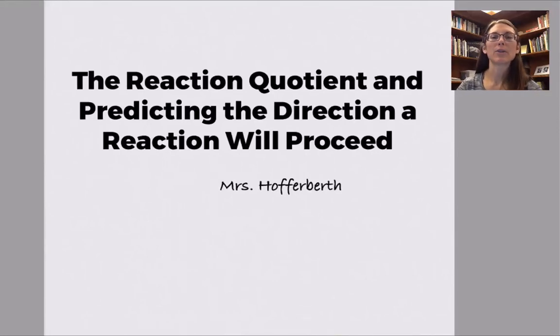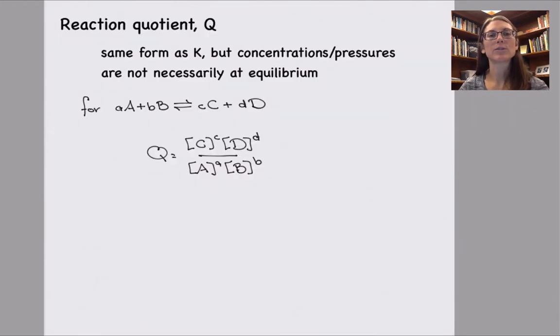Welcome back. Let's talk about the reaction quotient and predicting the direction in which a reaction will proceed. Okay, so what is the reaction quotient? The reaction quotient is given the symbol Q, capital Q. It has the same form as your equilibrium constant does. So products raised to their coefficients and over reactants raised to their coefficients.